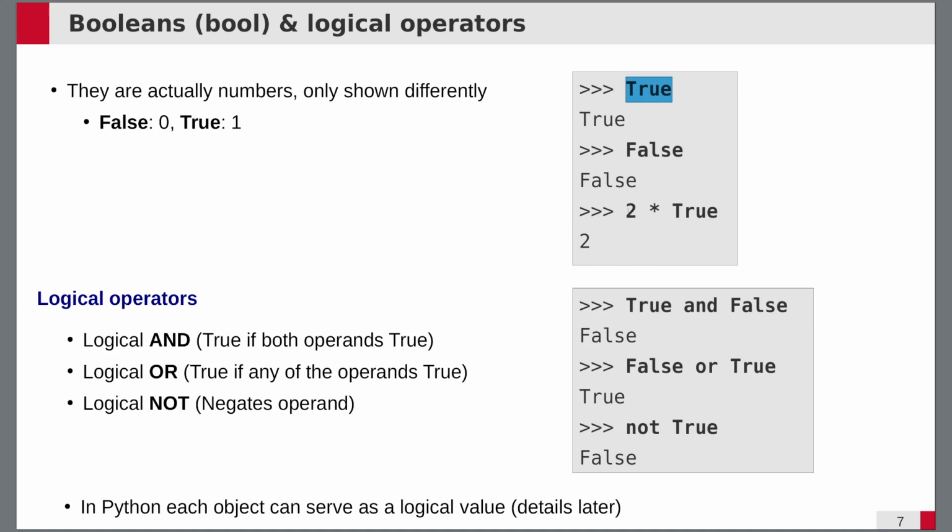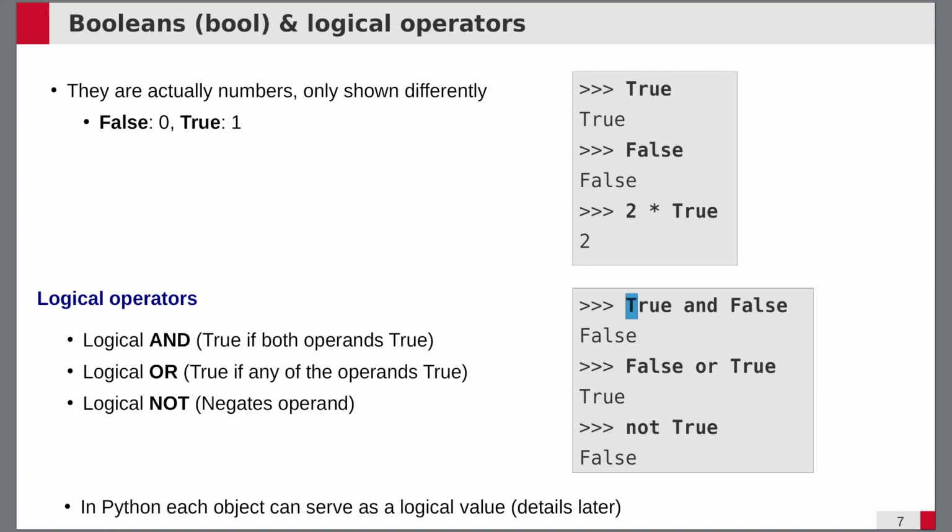So you can even make something like this, but you should not actually do it, say 2 times true, because true is represented usually in Python by the integer 1 and false by the integer 0, but you should never use that. What can you do with logical values?